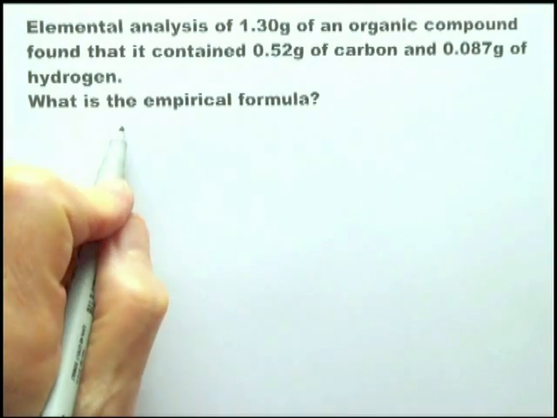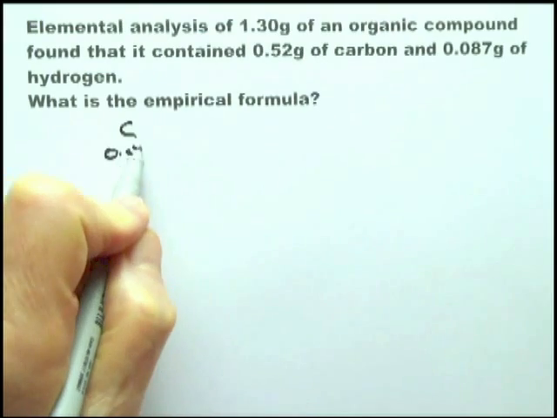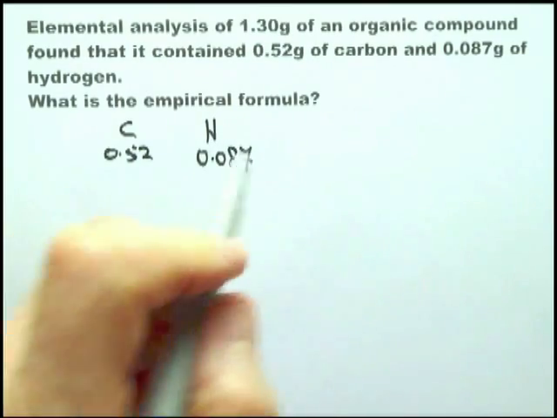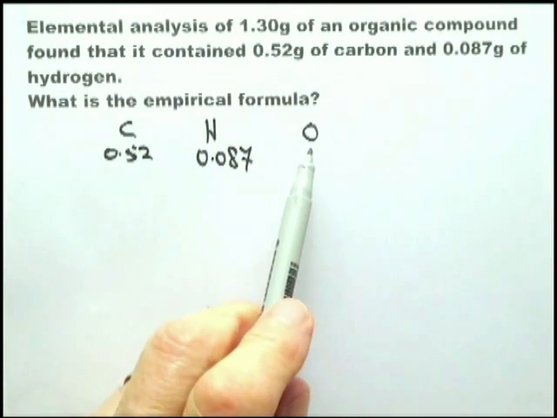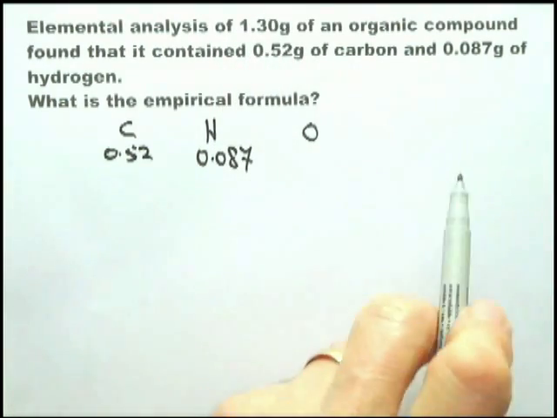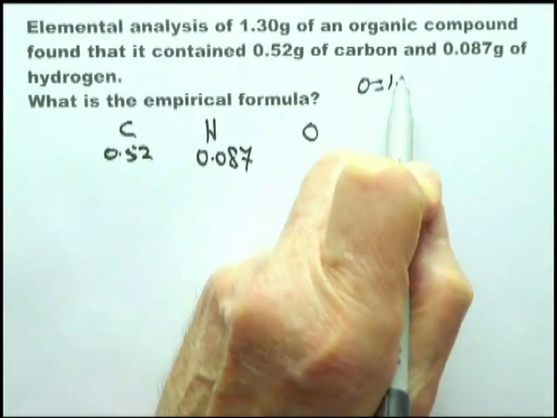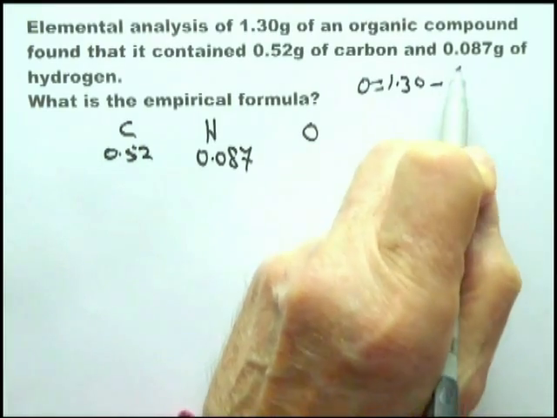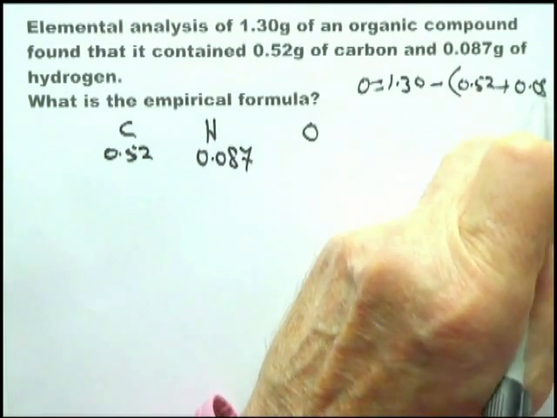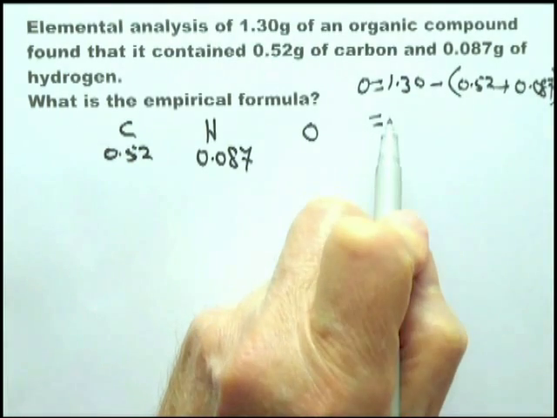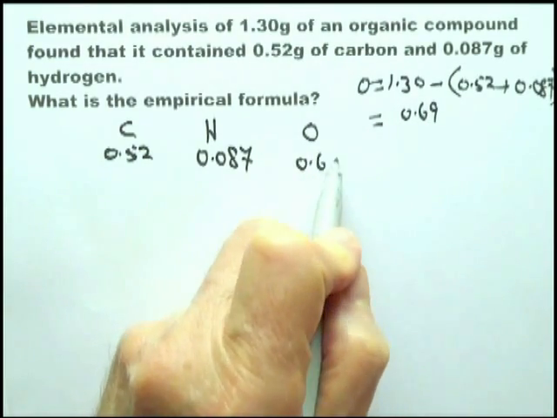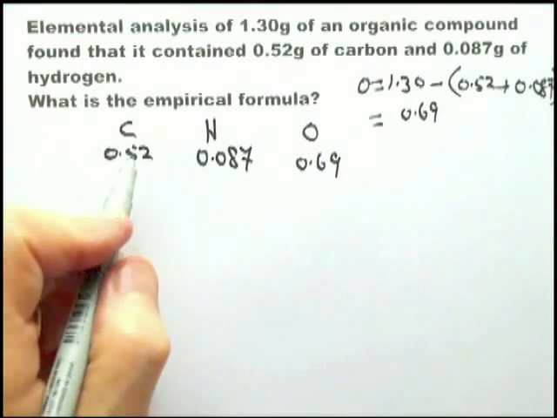What you need to do is you say carbon 0.52, hydrogen 0.087, and then oxygen. And of course the value of oxygen is simply the difference between 1.30 grams and these two. And that is oxygen equals 1.30 minus 0.52 plus 0.087, which equals 0.69. And you go through the same process as before.